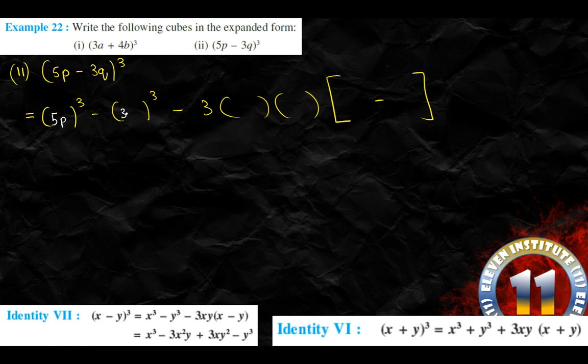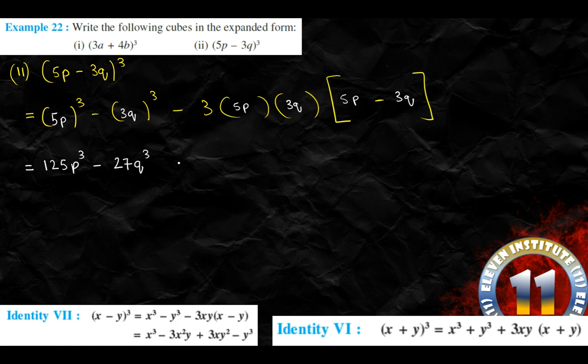5p, 3q. Again 5p, 3q. Again 5p, 3q. Very simple, right? Now just expand them. 5 cube is 125. So here we have 125p cube minus 3 cube is 27. So we get 27q cube.